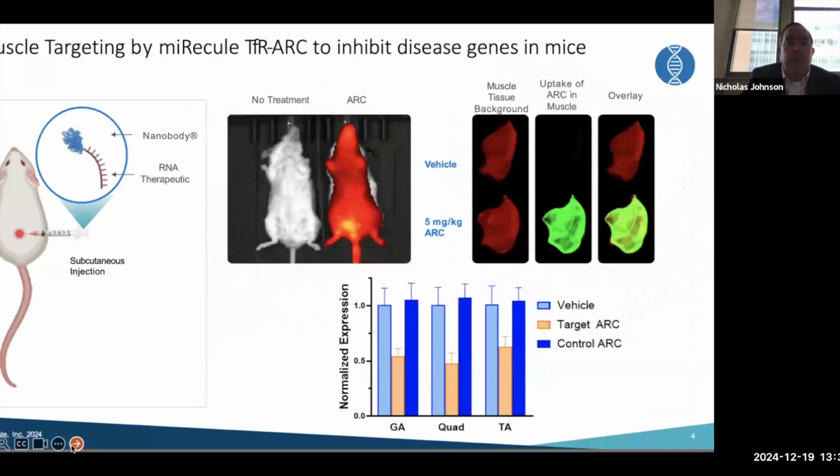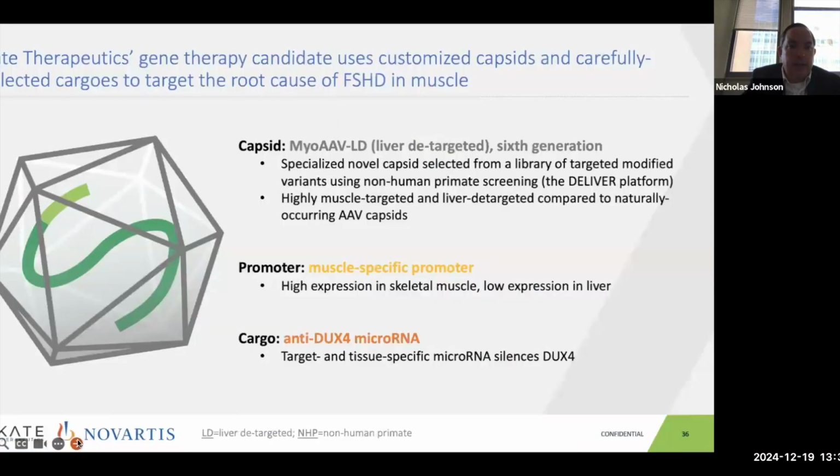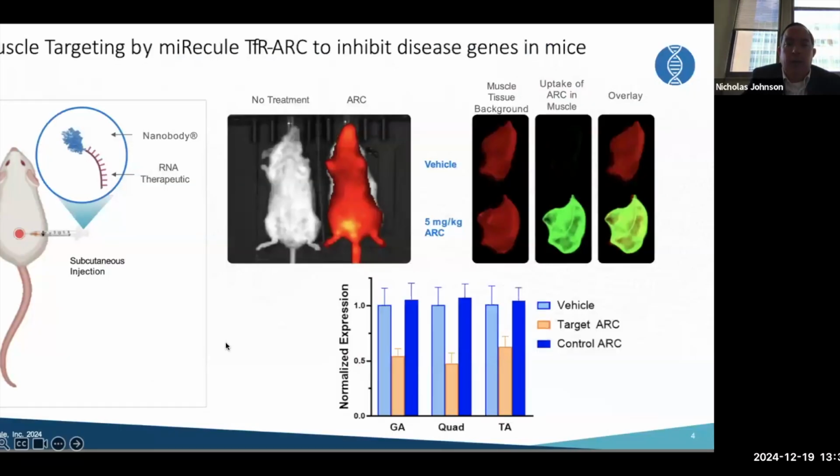And this is a mouse study here looking at this as it stands right now. So this is the compound here. So this RNA therapeutic, the nanobody, injected into the mice. And you can see the expression here. So it's getting good uptake into the muscle, and it appears to have a benefit there as well.